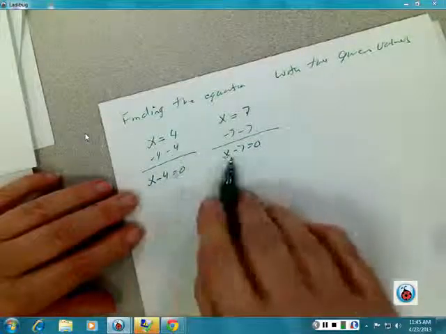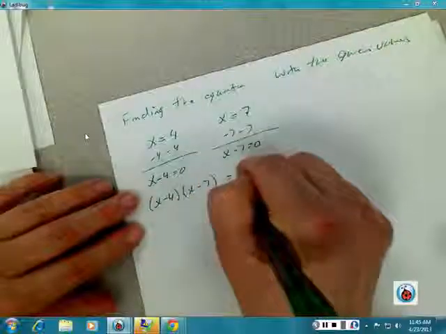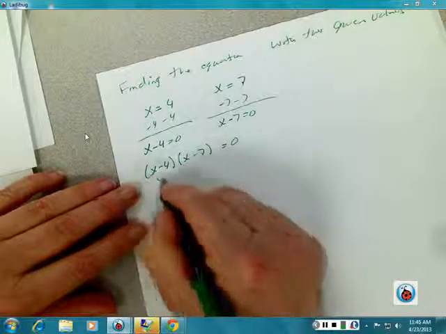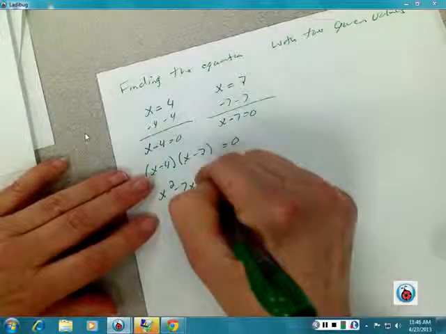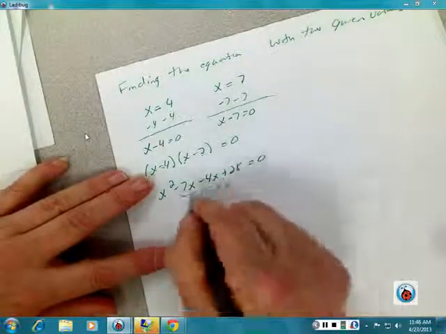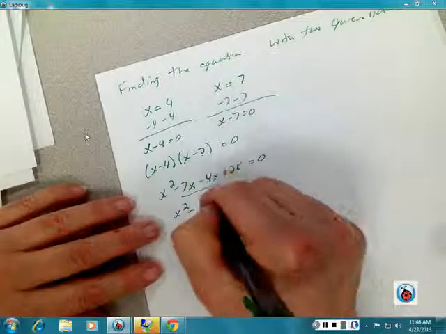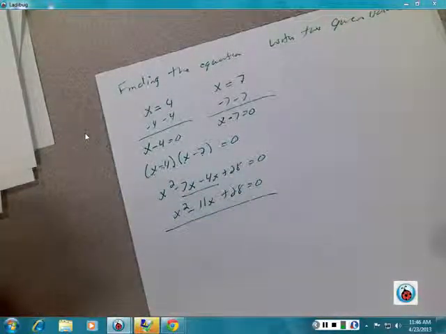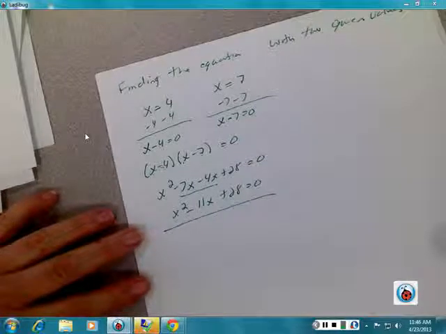Then, because they're equal to 0, we put the two binomials together and set that equal to 0. If I multiply this out using FOIL, x times x is x squared. X times a negative 7 is a negative 7x. Negative 4 times x is a negative 4x. Negative 4 times a negative 7 is a plus 28. Combine my middles. Negative 7 and a negative 4 is a negative 11. And what I have found is I've reversed my process and moved right back into an equation that I have worked with before.